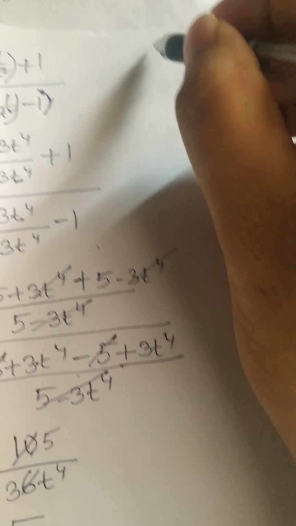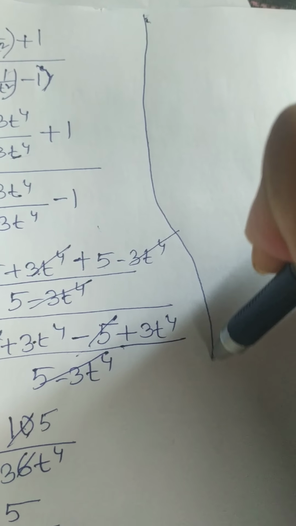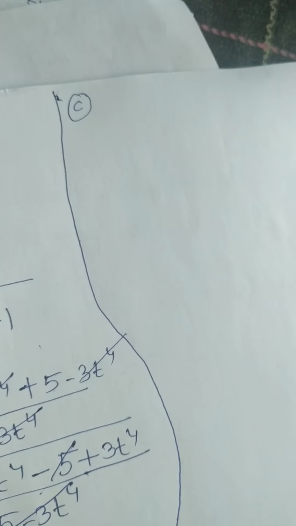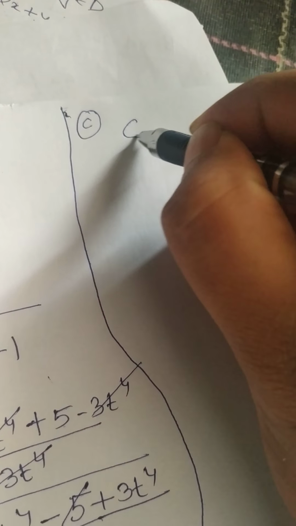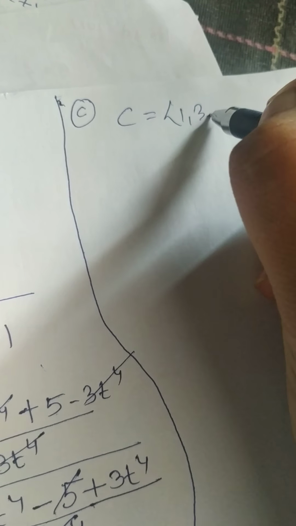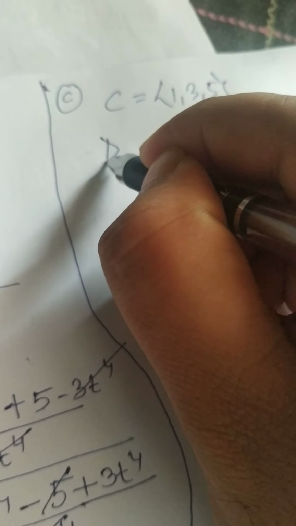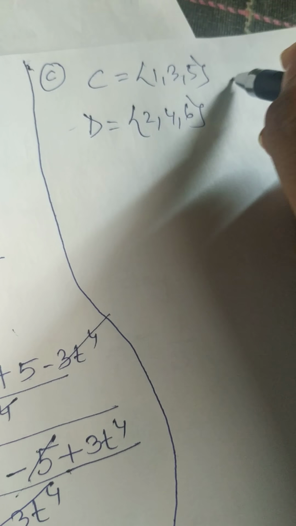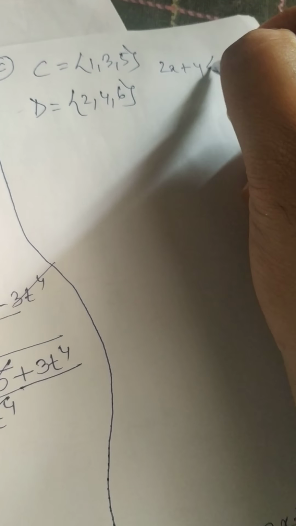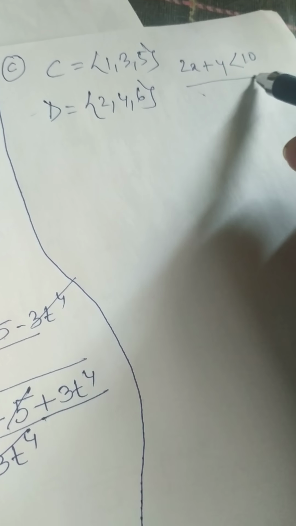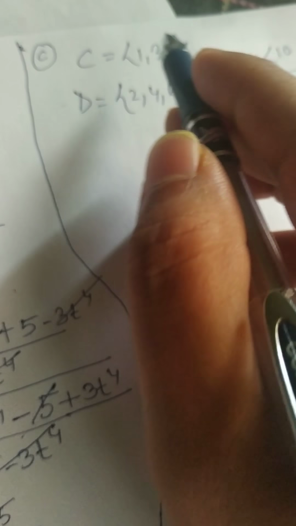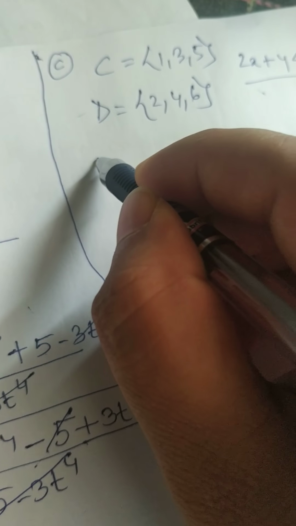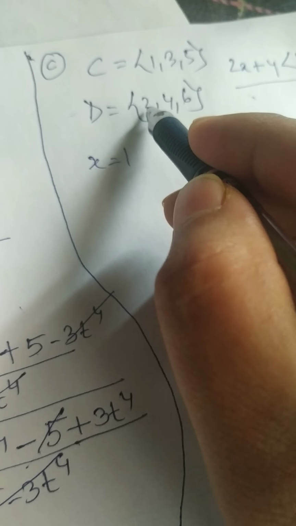Okay, let's do it over here. So part C, sorry for the delay. C equals 135, D equals 246. The relation is 2x plus y less than 10. 2x plus y should be less than 10. So let us consider the value of x from C. Let us consider x equal to 1 and y equals 2.